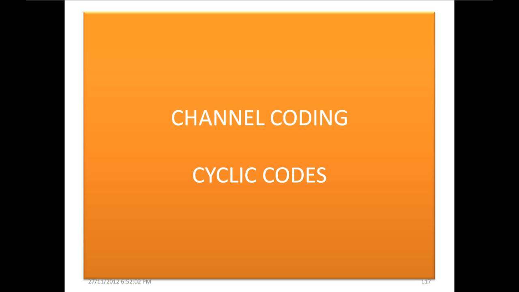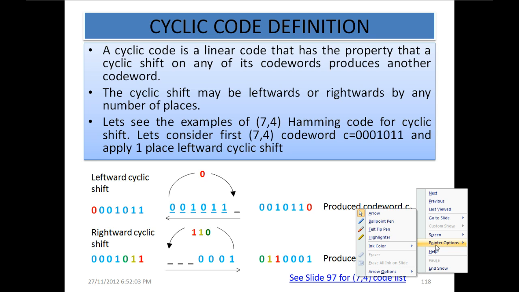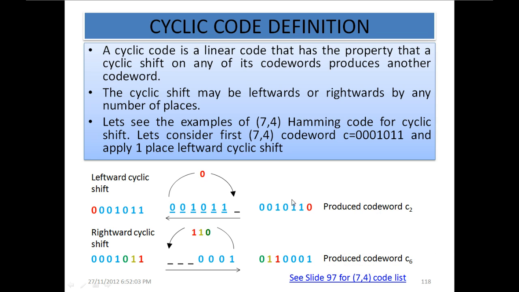Cyclic codes. A cyclic code is a linear code that has the property that a cyclic shift on any of its code words produces another code word. It is also a linear code.